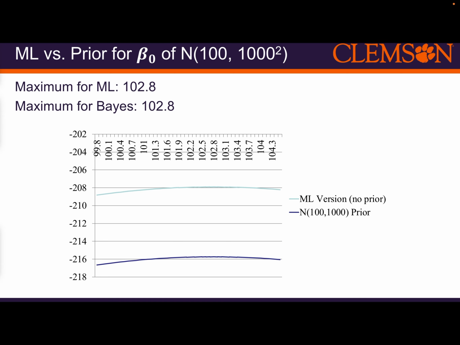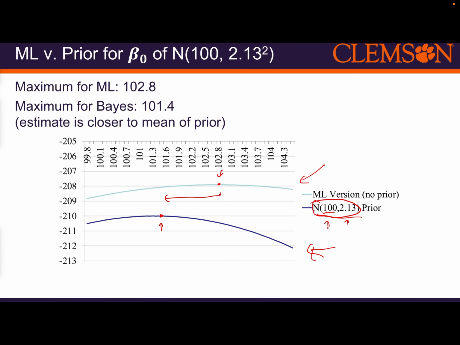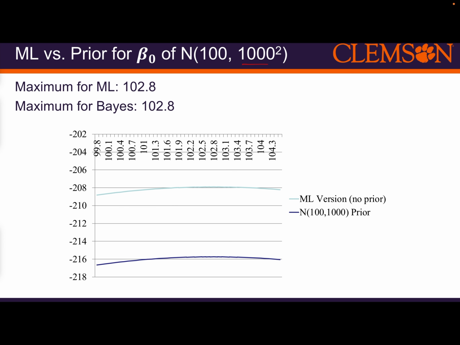Now, what happens if we play around with the numbers a little bit? What if we increase our prior's variance to 1,000, or standard deviation to 1,000? Here it was 2.13, and here it's 1,000. If you look now, the mean for each right here, these lines look almost parallel. The only difference is the actual resulting number is slightly lower. This is what we call a non-informative prior. It puts very little information into the system. It doesn't change the result from ML very much.